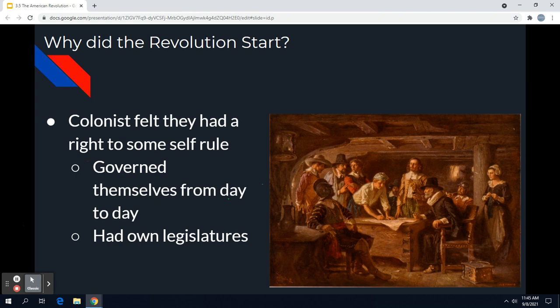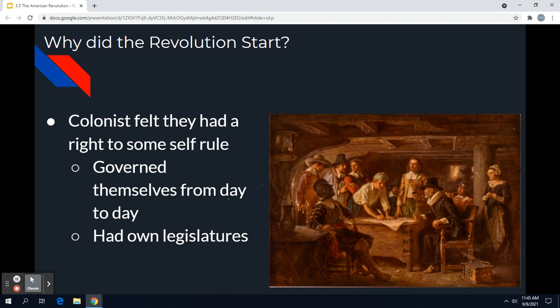The other reasons that the colonists began to get more and more angry is they felt that they had some kind of right to rule themselves. You have to remember that back then there were no jets, there were no international cruises to take you across the ocean in just a few days. This was a 2 or 3 month journey to get from Britain to the colonies. So the colonies pretty much ruled themselves from day to day.